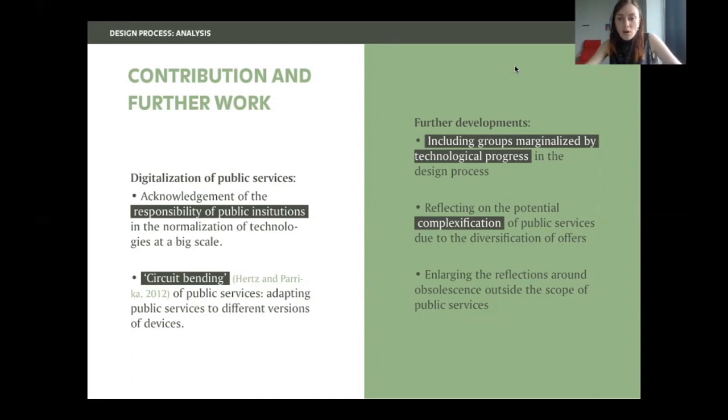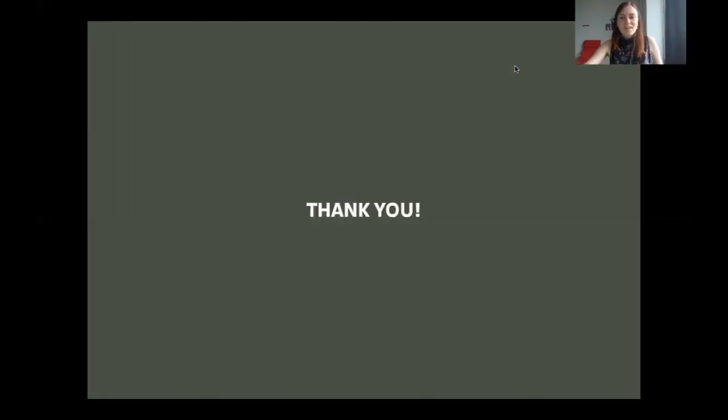Also, I think it would be interesting to reflect on the potential complexification of public services due to all those new offers, for example, a new phone book alongside pre-existing complex public services. And in a more general way, enlarging the reflections around obsolescence outside the scope of public services and extending it to instruction design in general. Thank you.